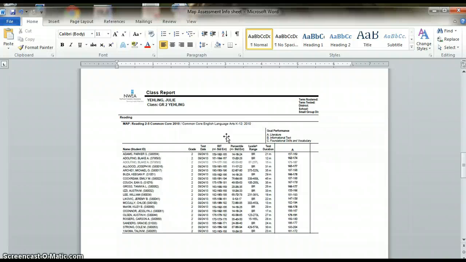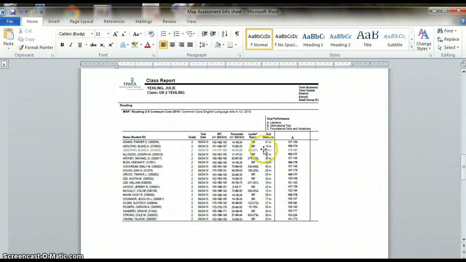One thing that you're going to notice is the same grade, test date, RIT, and percentile, but on the reading test, they're going to give you a Lexile range. They also give you test duration, and then they're going to give you the goal performances in columns A, B, and C. The difference here is this Lexile. That will be helpful for you to appropriately put them in reading groups and help you possibly make groups within your room, but also with other classes of kids who might need to be pulled out. Not only just your low ones, but also your high ones.